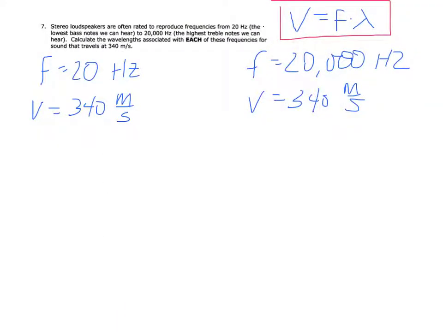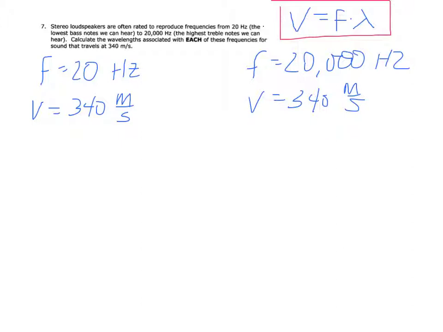Stereo loudspeakers are often rated to reproduce frequencies anywhere from 20 to 20,000 hertz. So this problem is asking you to find the wavelength for each of the frequencies that can be found in a loudspeaker. You're going to assume that sound travels at 340 meters per second, so that's your velocity. So let's go ahead and take a look at the equation.